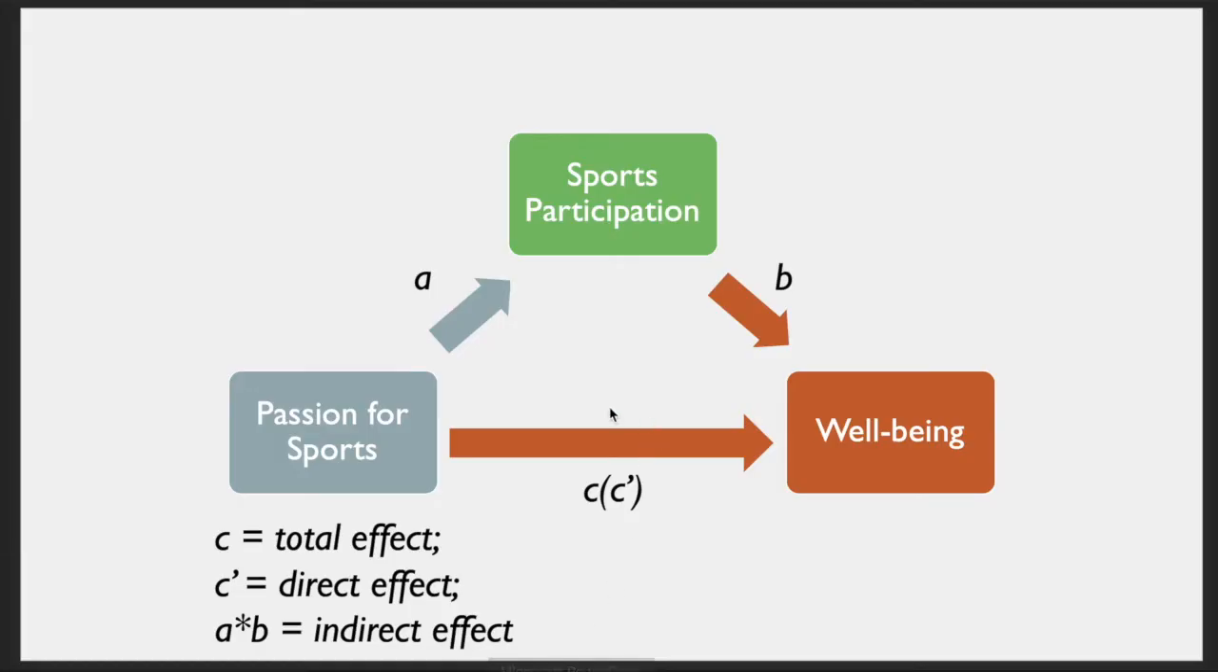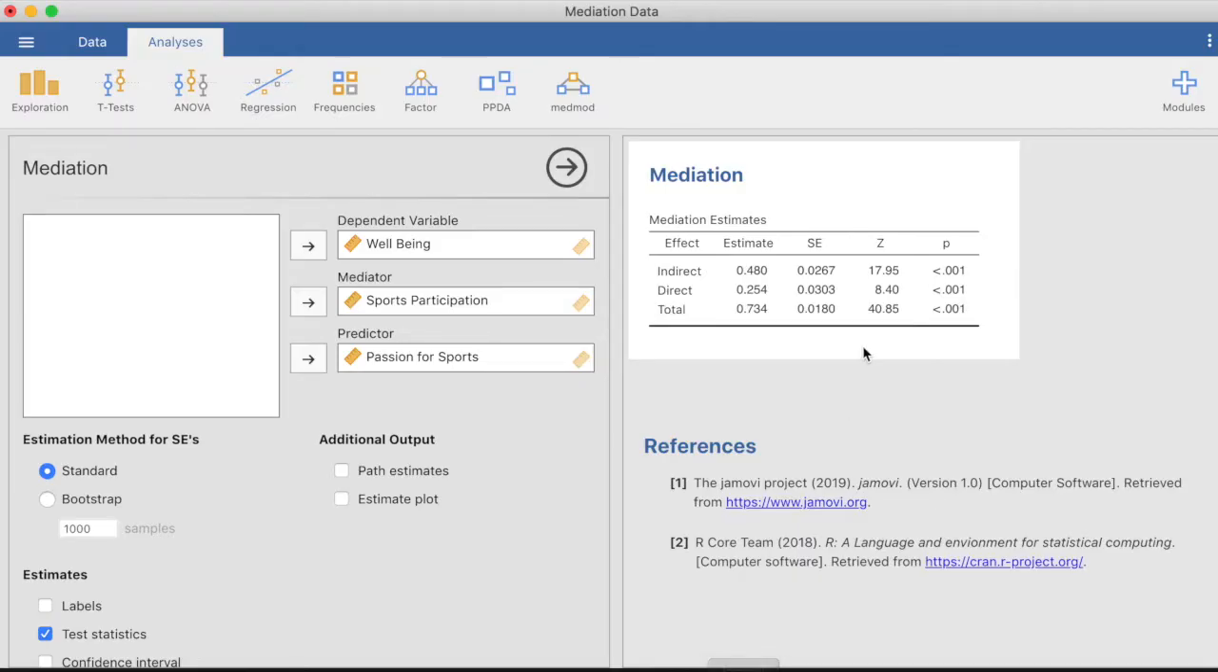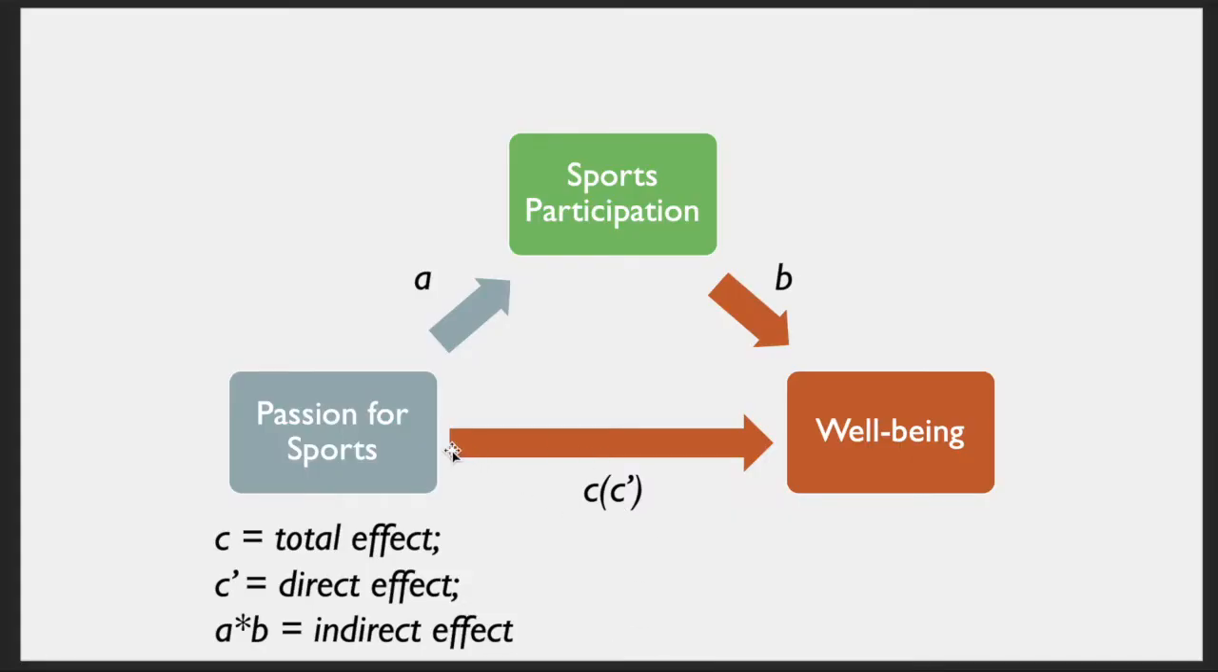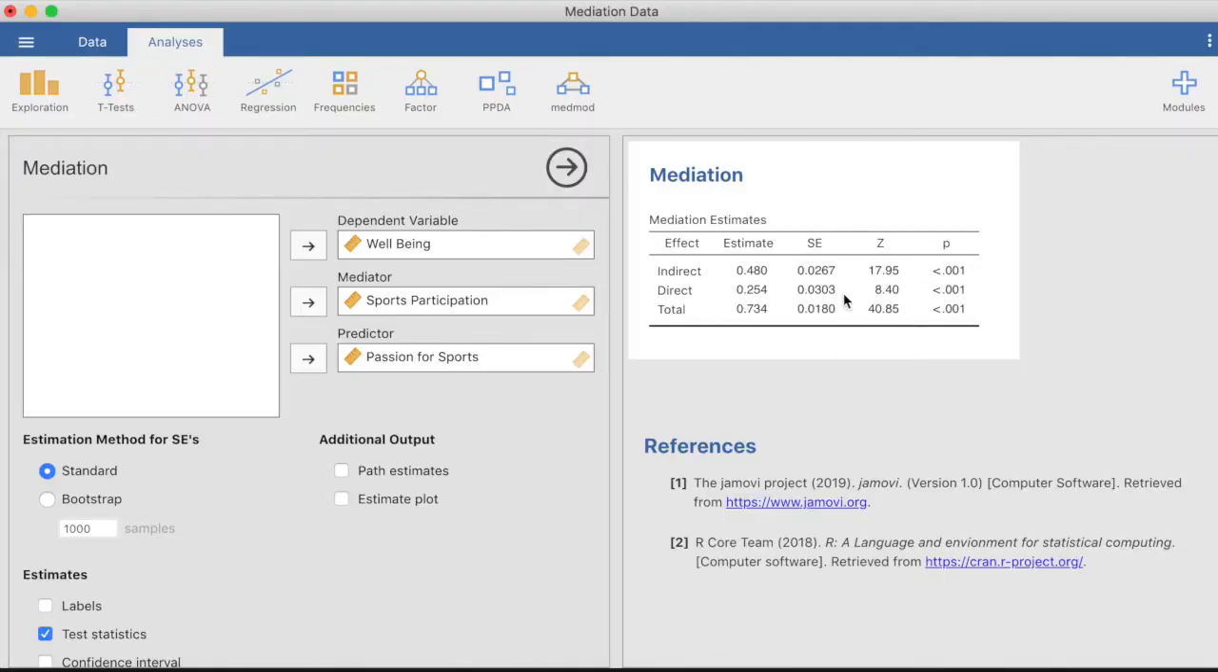So immediately what we are interested in is the indirect effect, because this is the pathway that shows us the mediation. What is the indirect effect again? It is the product of A and B. And we can see here that it is significant. The direct effect, on the other hand, which is the residual effect of passion for sports on well-being after accounting for sports participation, is also seen here as significant.